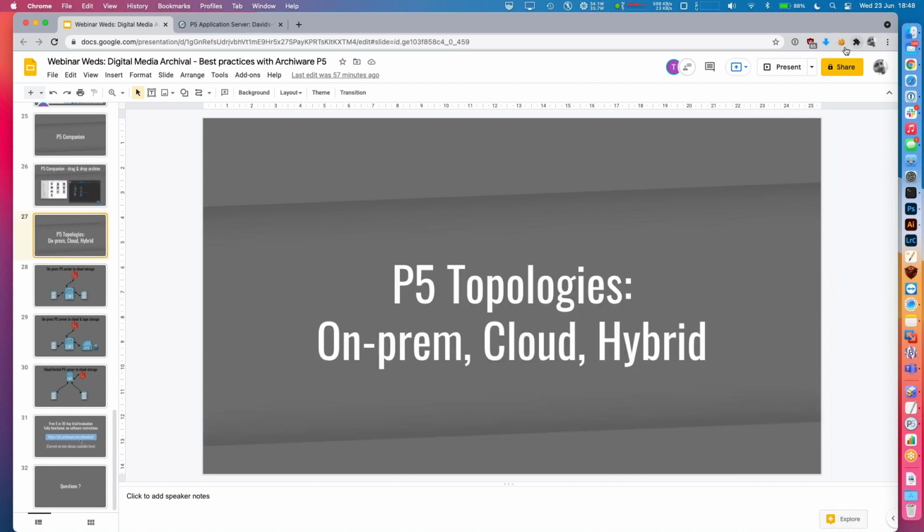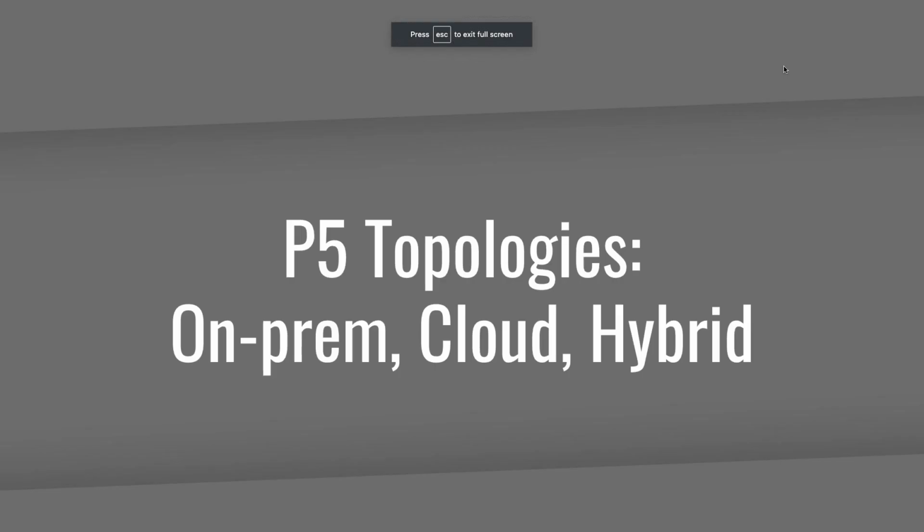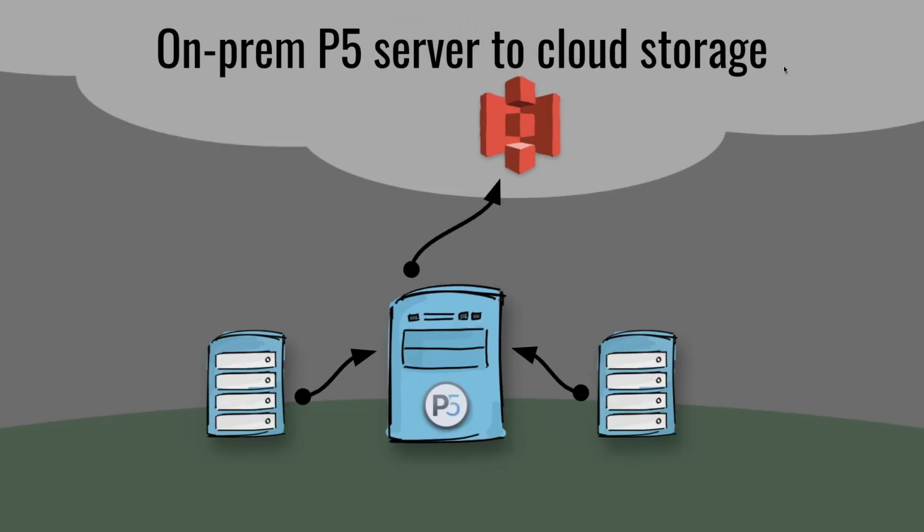So P5 topologies: on-prem, cloud, hybrid. Just 3 slides. How you might deploy P5, where you've got on-premise storage, on-premise tape, cloud-based storage, or maybe a combination of both. So in this one, we've simply got a P5 server on-premise, different bits of storage where we're running P5 as a client, and we can connect that to the P5 server, which can then send it up to the cloud storage, whether that's Backblaze or Amazon or whatever you want to use. So a lot of customers doing that kind of setup already.